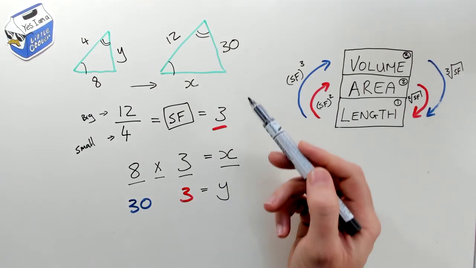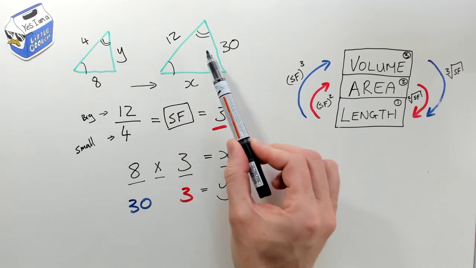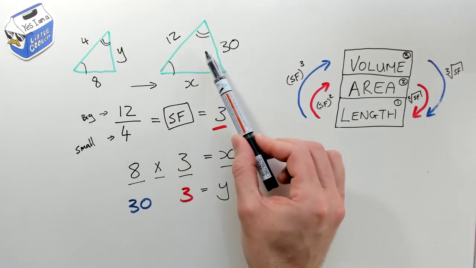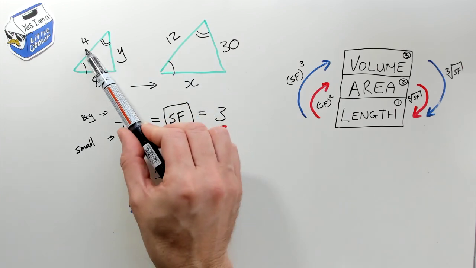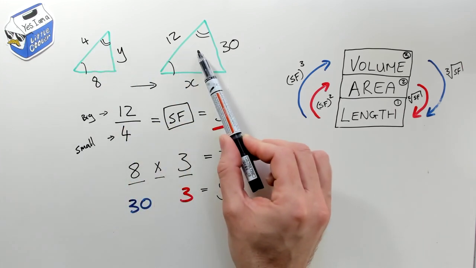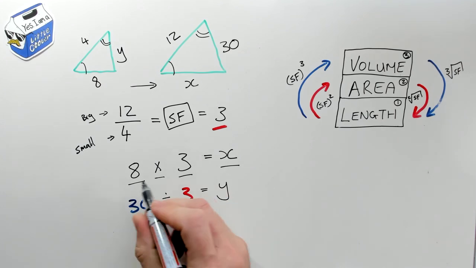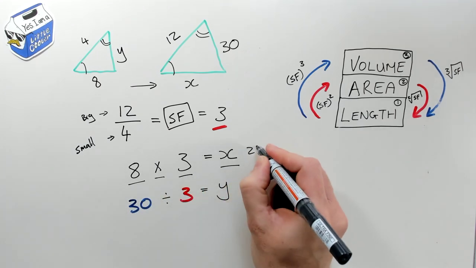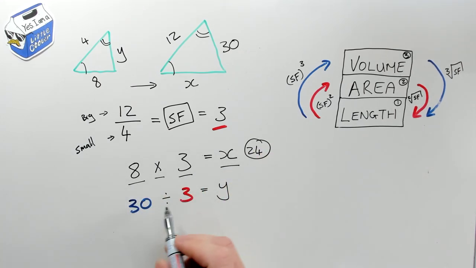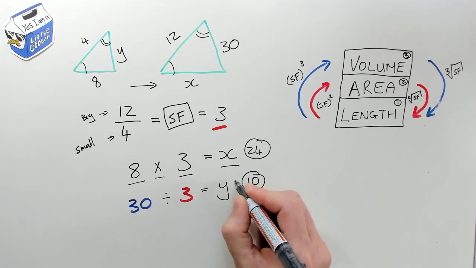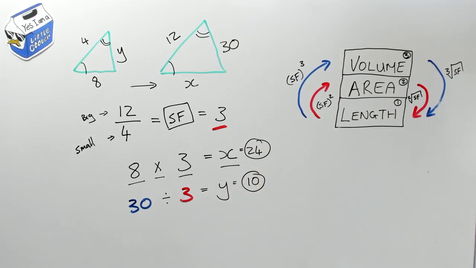And now I just have to decide, am I going from a big shape to a small shape? Well, that's what's happening here, because obviously the 12 is bigger than the 4. So I'm going from a big shape to a small shape, and that means I have to divide. So 8 times 3 in this case is 24, which we didn't really do. And then 30 divided by 3 is going to be 10. So x is 24 and y is 10.